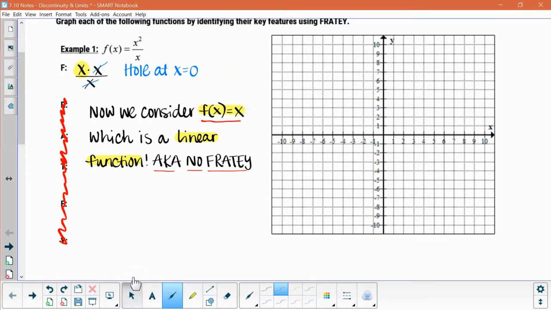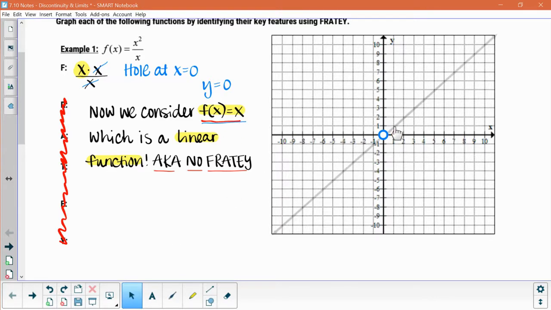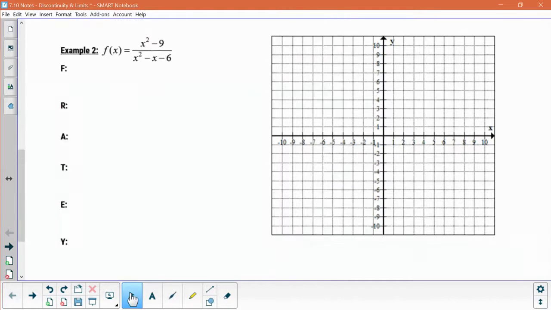Now we do have the instance of this hole. So what we'll have to do is take this x equals 0, plug it into our new function, and that's going to give me y equals 0, which is going to create a hole at x is 0, y is 0. Now around that, I'm just going to graph f of x is equal to x, which is just a linear function with a slope of 1. Okay, let's go ahead and look at example 2.